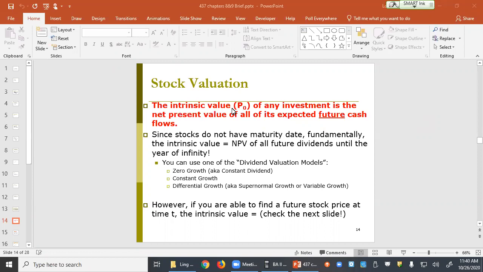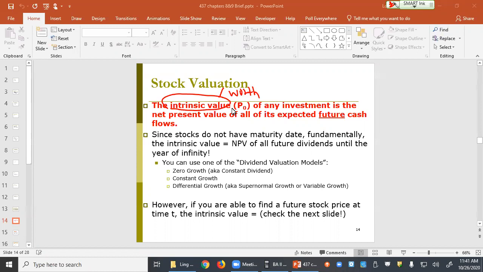Okay, so it gives us the worth of this investment. Since we're solving for the worth of the stock, it tells us the worth of one share of stock. And from the rational investor's perspective, it should also be the maximum price that a rational investor is willing to pay.